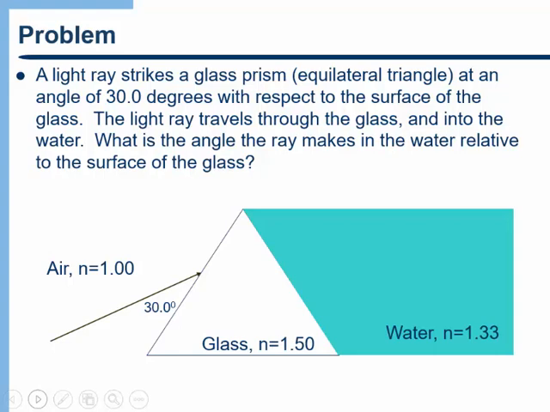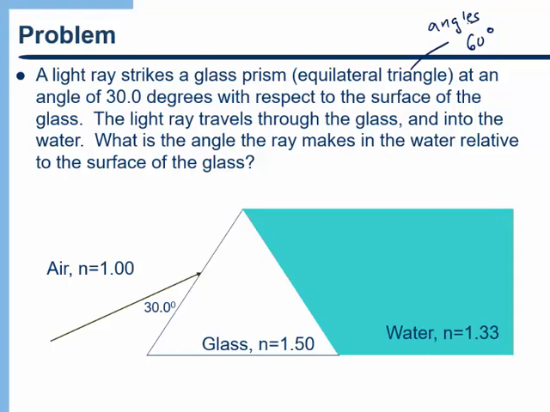Here's the final problem just to give you a little bit more practice. It says a light ray strikes a glass prism, an equilateral triangle. Remember, that simply means that all the angles are 60 degrees. At an angle of 30 degrees with respect to the surface of the glass. The light ray travels through the glass and into the water. What is the angle the ray makes in the water relative to the surface of the glass? So what I'd like you to do here is pause the video and try it yourself.